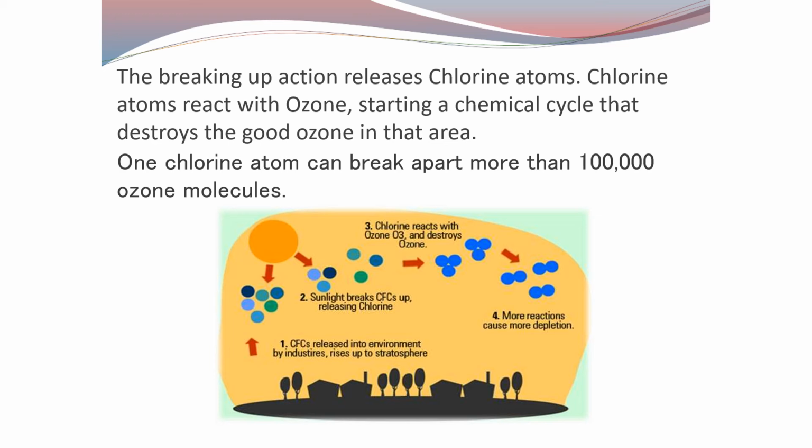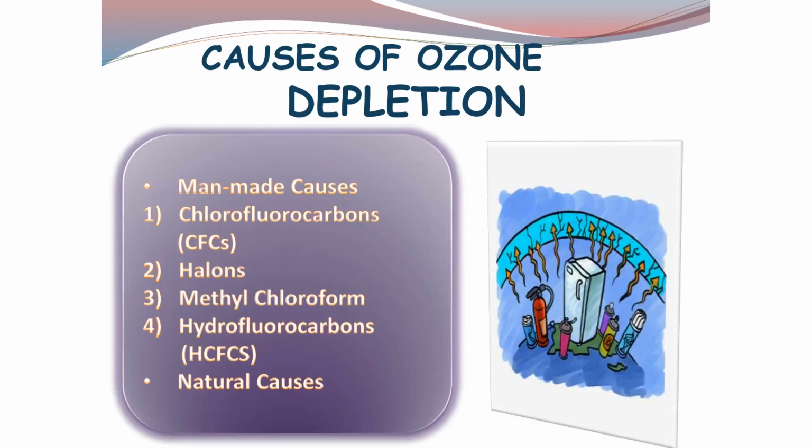So the breaking up of CFCs releases chlorine atoms. Chlorine atoms react with ozone, starting a chemical cycle that destroys the good ozone in that area, and one chlorine atom can break apart more than 100,000 ozone molecules. How much? 100,000 ozone molecules.